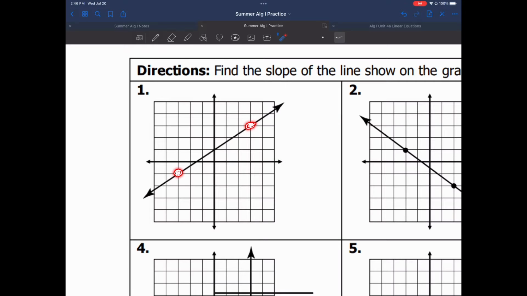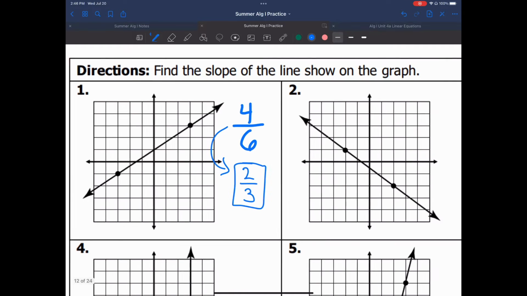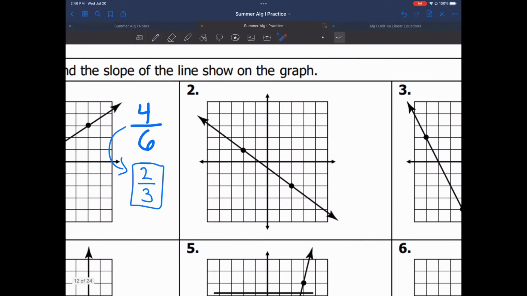So we're going to be going up 1, 2, 3, 4, up 4, and over 1, 2, 3, 4, 5, 6, up 4 over 6. So that means our slope is 4 over 6. And then of course, if it can be reduced, we need to do that. And the fraction 4 over 6 can be reduced to 2/3. So 2/3 would be your slope. All right, number 2, same thing.